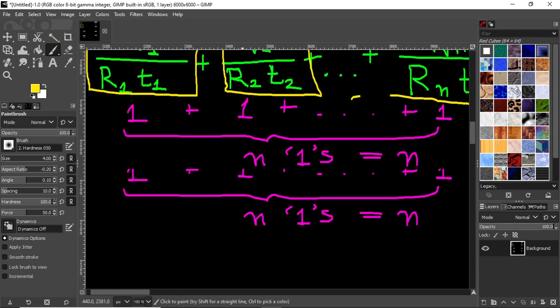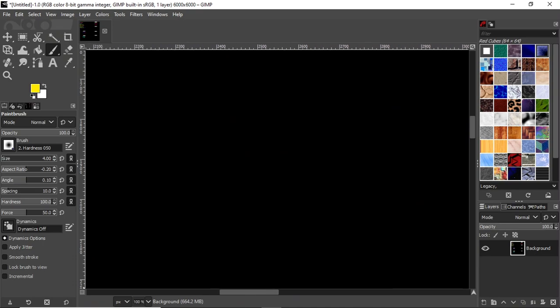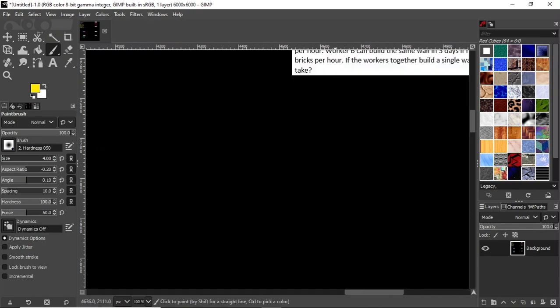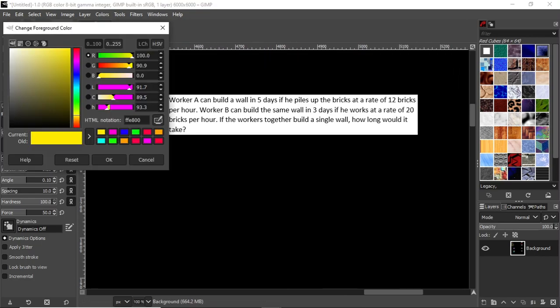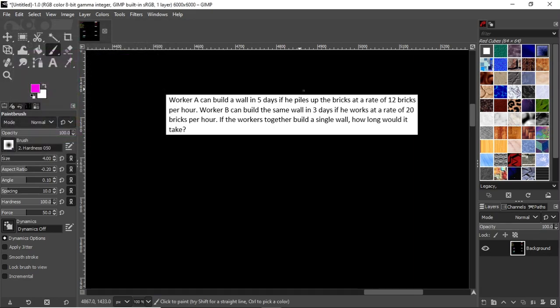All right, so since we have this formula, let's try to apply it here. Now this should be easy. I'll start adding notes here. So 5 days, right? So this is T1. If he piles up the bricks at a rate of 12 bricks per hour, so this is R1. Worker A, and this is W1, right? So this is 1 wall, and this is basically W1.